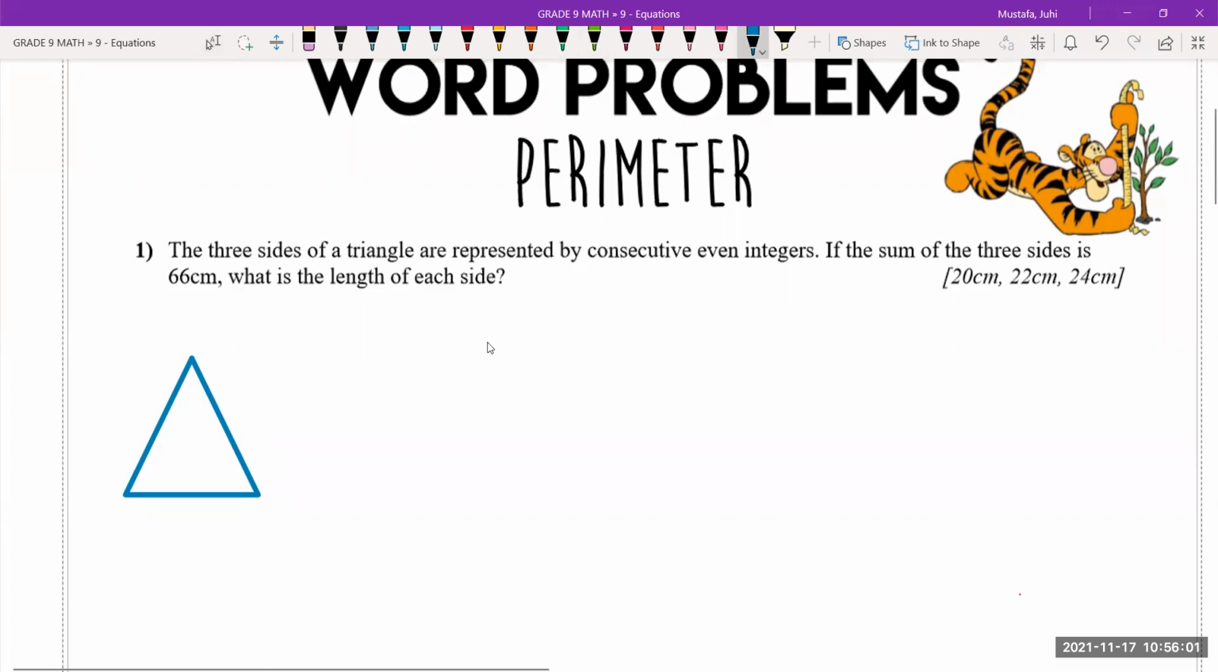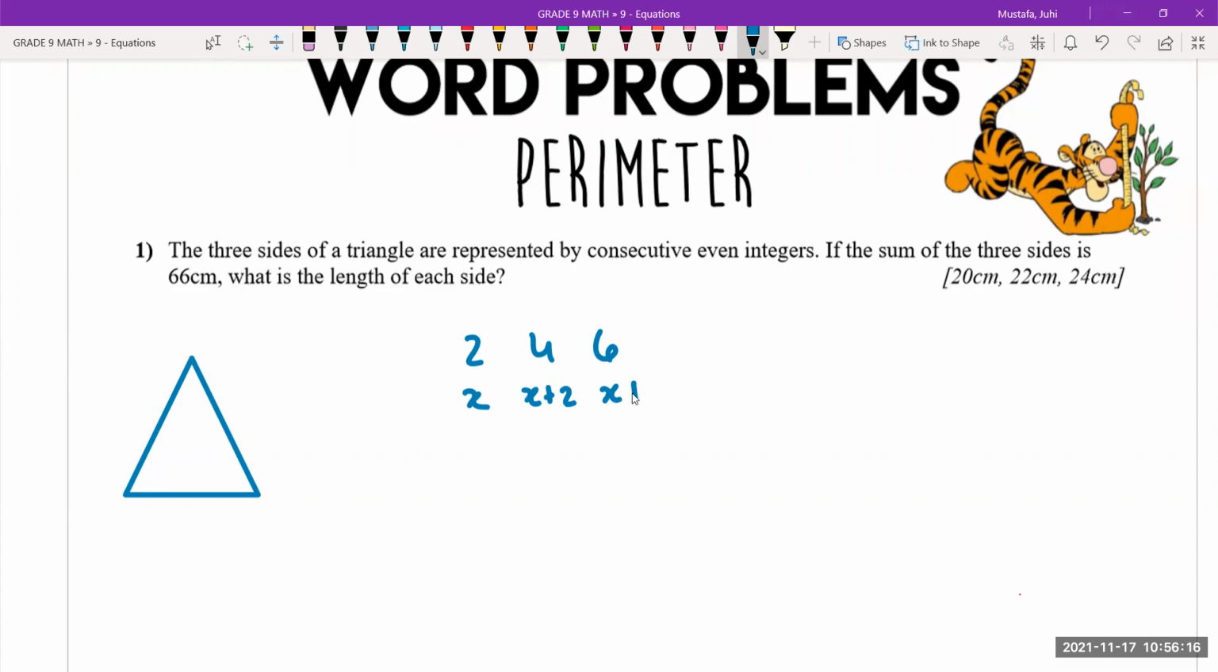Yeah, so let's look at an example. 2, 4, and 6. If I call 2 the smallest number, what will the 4 be? Yep. And so what are we going to add to the x? x plus 2, and then what will the biggest one be? x plus 4. You guys remember this from last class, right? And the reason we were doing that is to get us ready for a question like this.